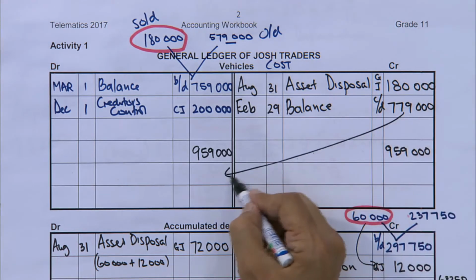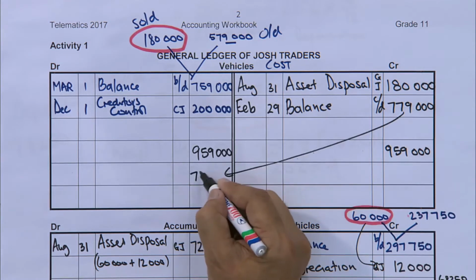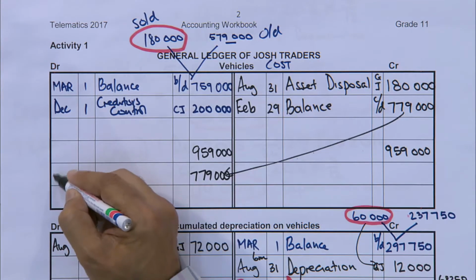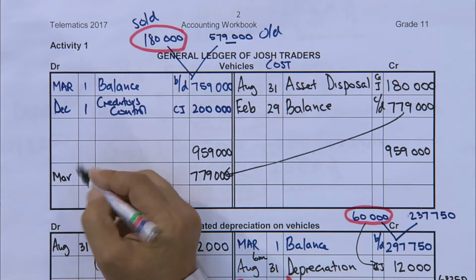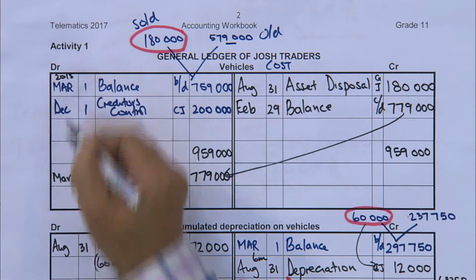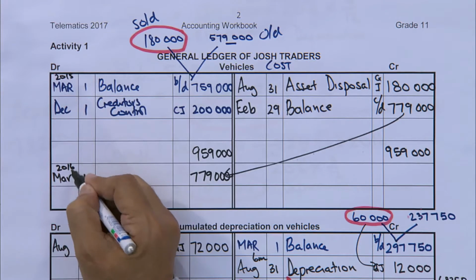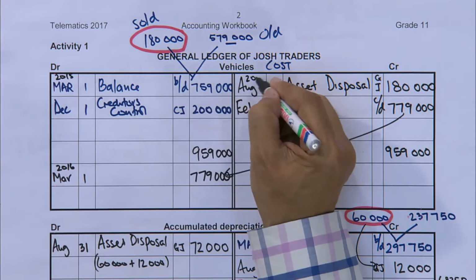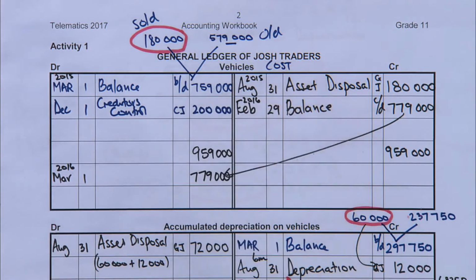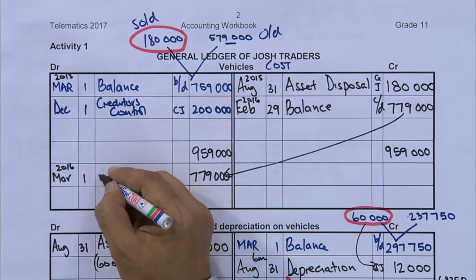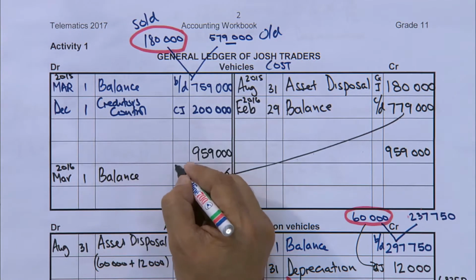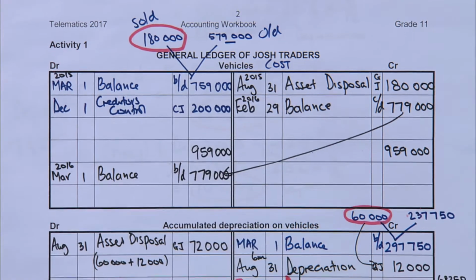Then you change the date, 779,000. Change the date to March the 1st. But this time, that was 2015, and this is March 2016. That was August 2015, but this was Feb 2016. Okay, you just write the word balance in the details. And then you have the balancing done.